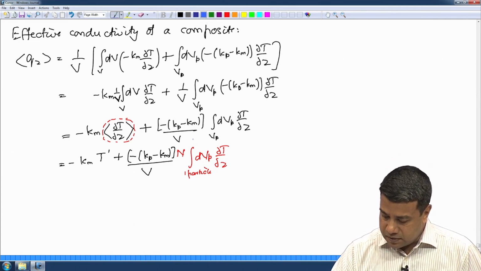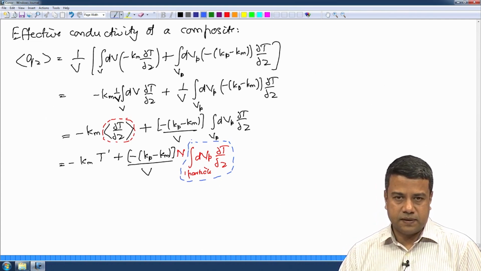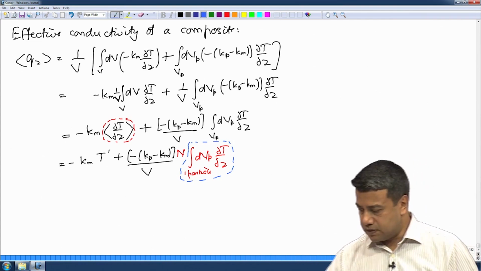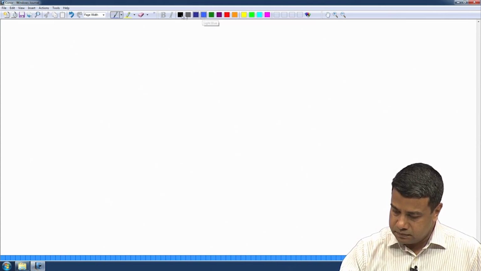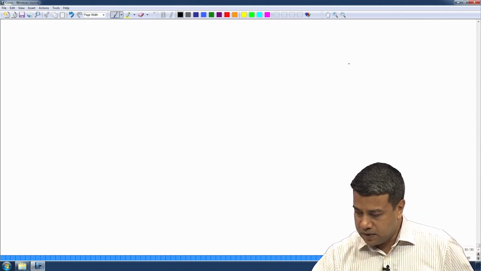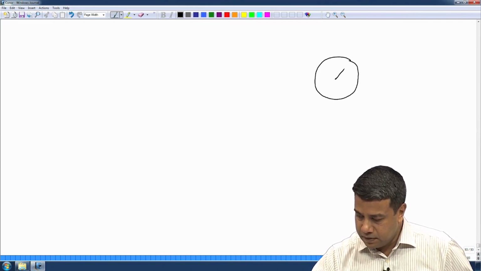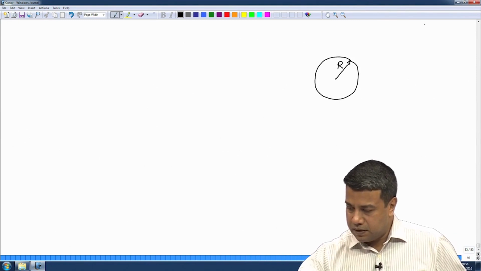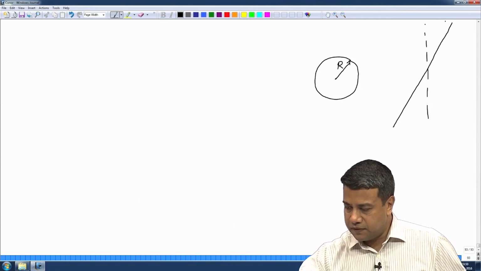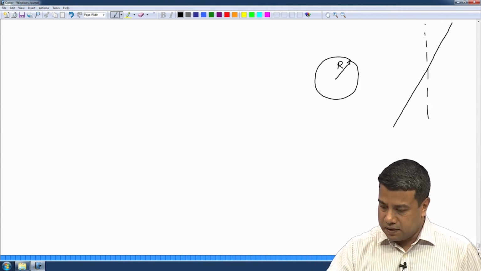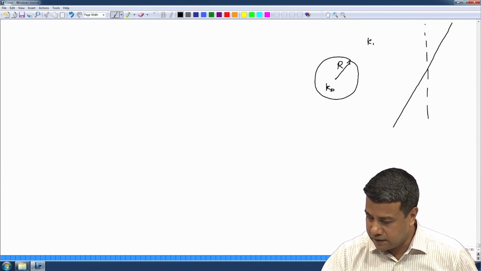And now we are reduced to finding out what this integral of dT/dz over one particle is. So, let us look at that. I have one particle of radius r in a temperature field which is linear far from the particle. However, the particle conductivity is different from the matrix conductivity.